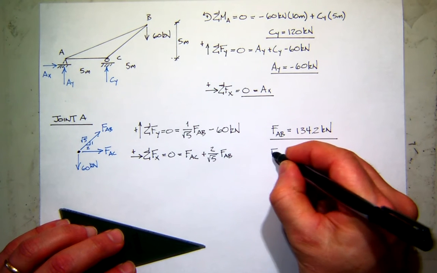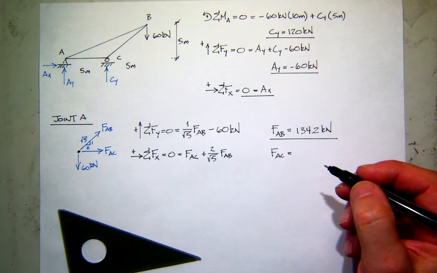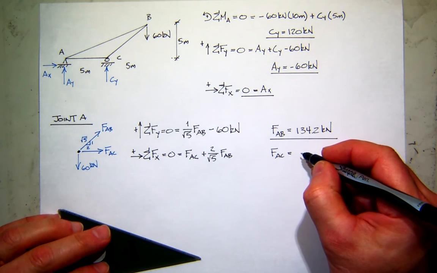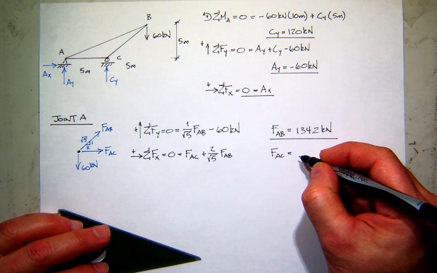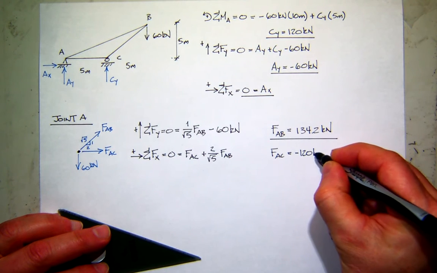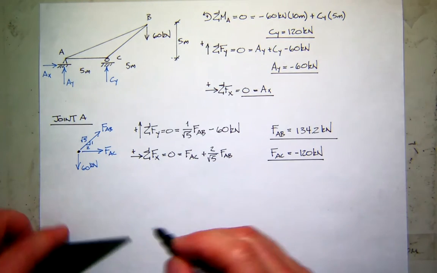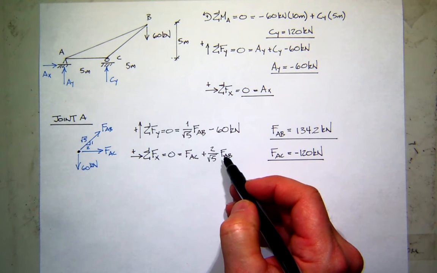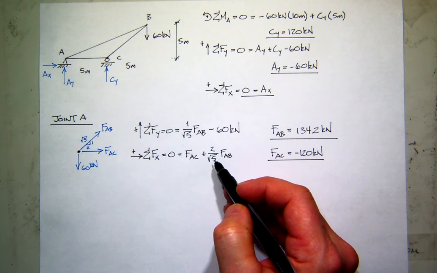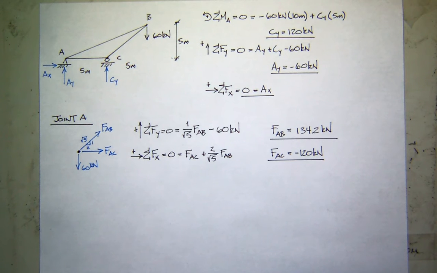So I should be able to solve for the force in AC, which should be 120, but it's negative. Is that right? You put this value in here, multiply by 2, divide by the square root of 5, that should be AC, but the sign changes. Is that good?